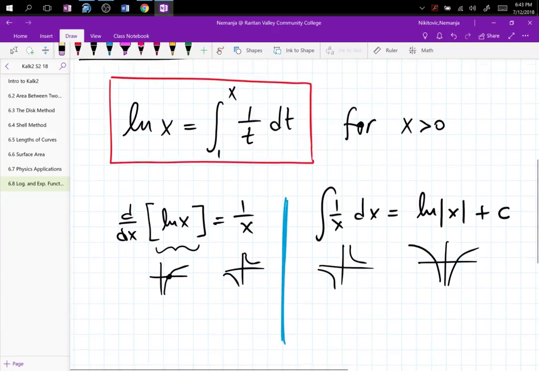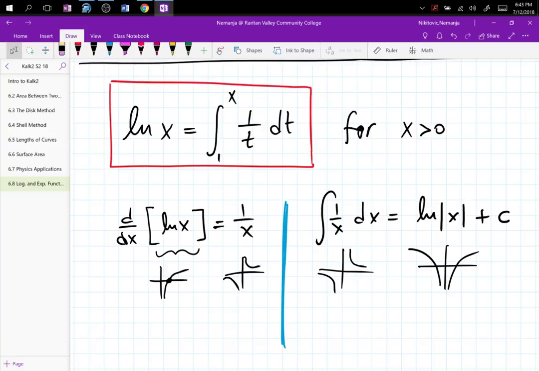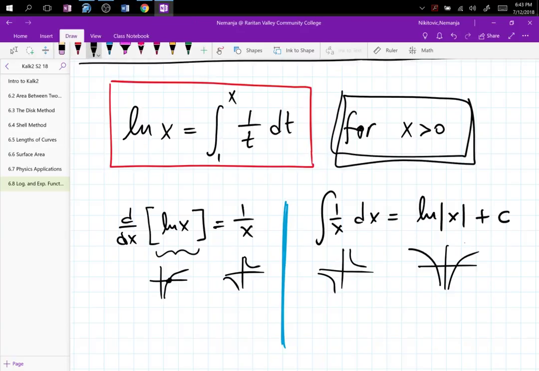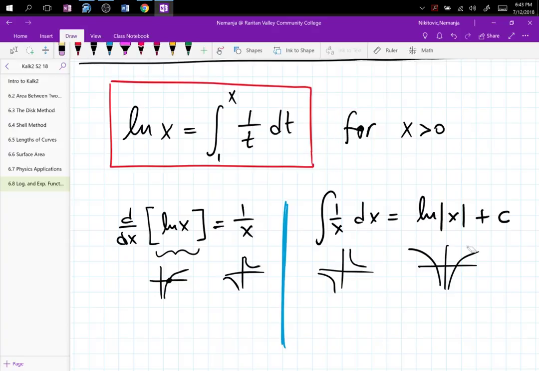Now, the definition given to us in a textbook for the ln function does not have absolute value on this side, but it does have this restriction that we are only allowed to use positive x's. And in that case, everything works, right? If you restrict your stuff to that.